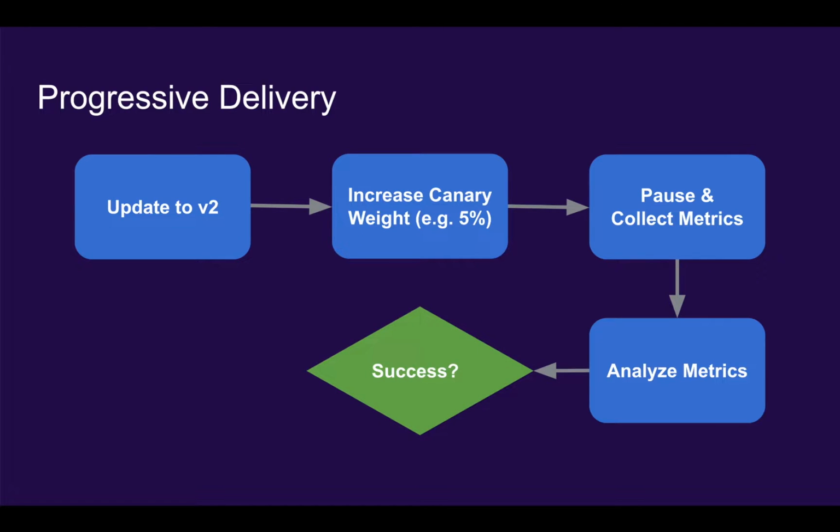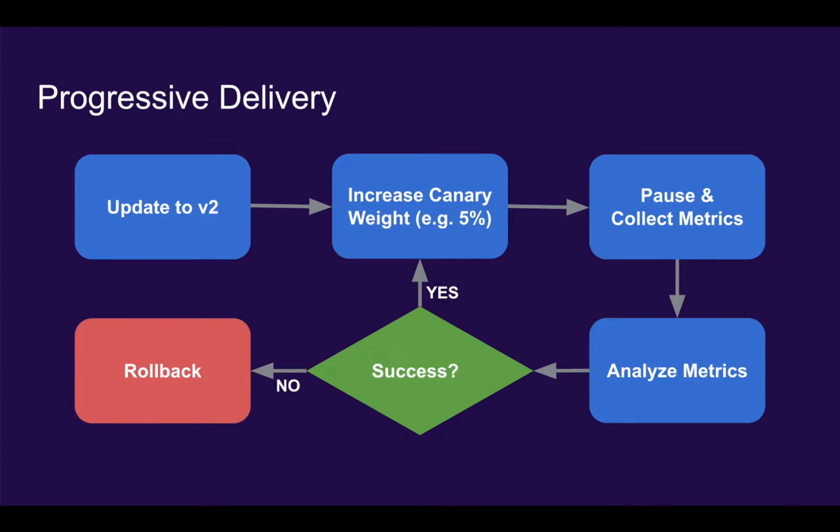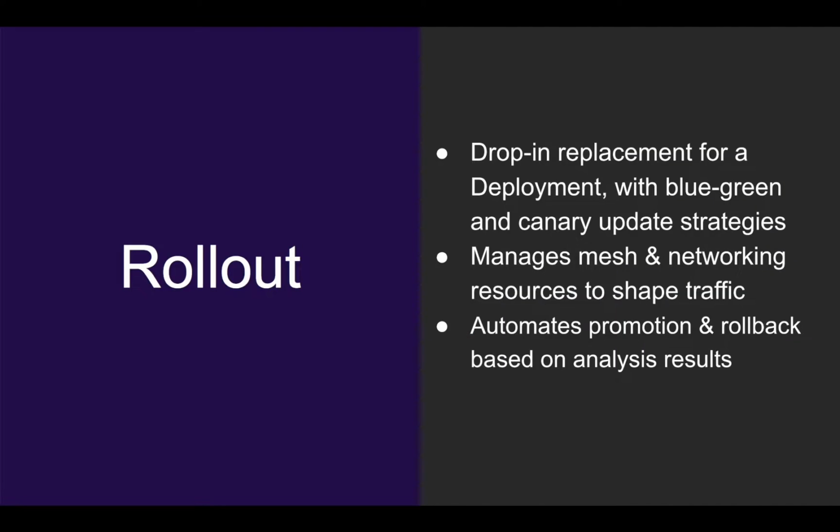If it's going smoothly, the update continues and the weight is increased again and the process repeats. Otherwise, if the analysis fails, then Argo Rollouts will abort the update and automatically roll back to the previous stable version. Argo Rollouts introduces some new custom resources to your cluster.